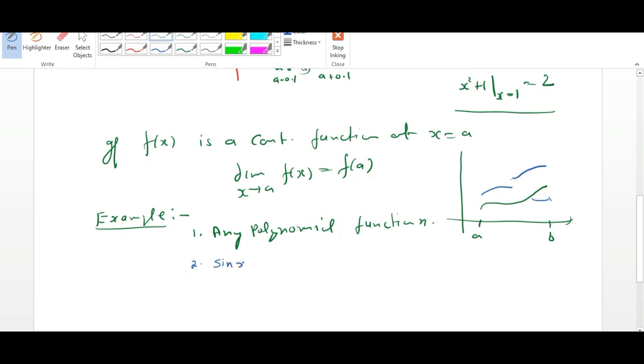Then sin x, cos x are continuous functions. E raised to power x is always a continuous function. Can anybody give another example? In these three examples, the domain is infinite. Polynomial functions are continuous on the whole real line. Sin x, cos x are continuous on the whole real line. Exponential functions are continuous on the whole real line. Any other example?